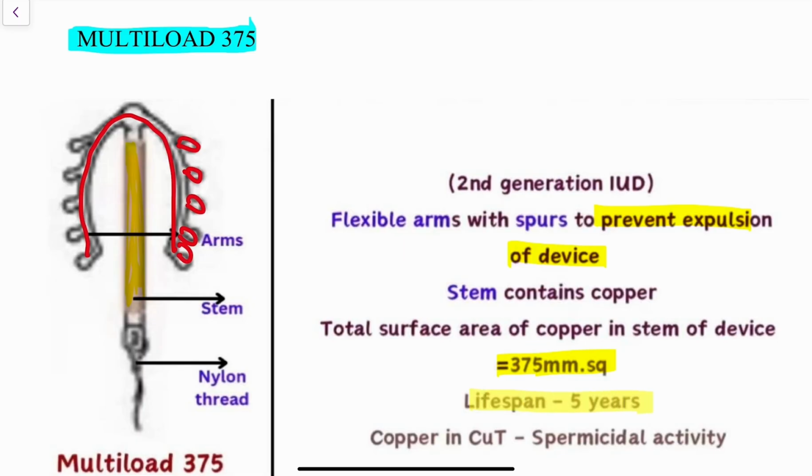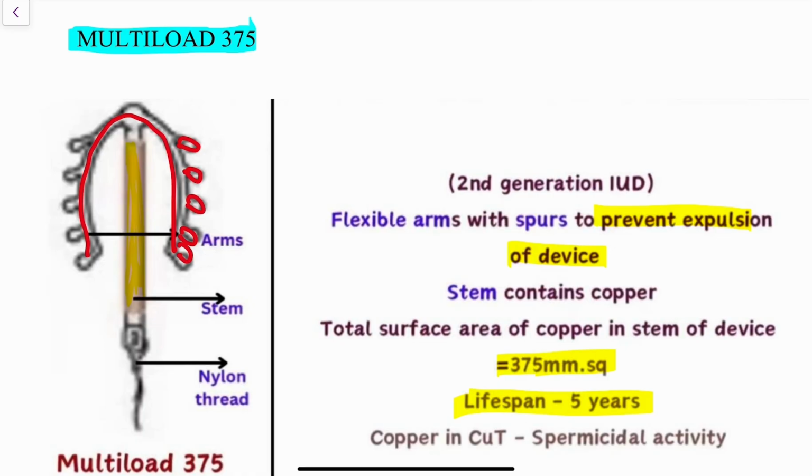Okay. And unlike the copper T380A, the lifespan with multi-load 375 is decreased, which is about 5 years. But still it is a longer acting contraception when compared to the other methods of contraception available to us. So with copper T, the maximum effect can be from 10 to 12 years. With multi-load 375, the maximum lifespan of this device can be up to 5 years. And the copper has a spermicidal action, and it is going to induce an inflammatory reaction in the uterine endometrium. It is going to make the uterine endometrium out of phase for implantation.